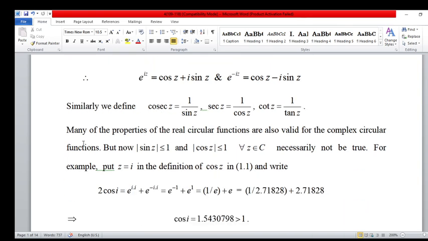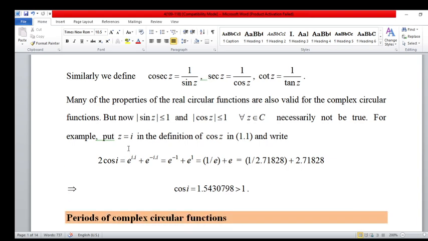Many of the properties of the real circular functions are also valid for the complex circular functions, but the statements that the modulus of sin z is less than or equal to 1 and cos z is less than or equal to 1, where z is a complex number, need not necessarily be true. This is the important line. For example, put z equal to i, meaning complex.